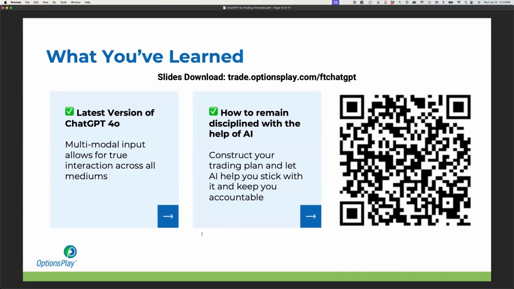So what we learned here today is really what the latest version of ChatGPT can do. Like I said, the multimodal input is true interaction across all mediums. It really is as if you had a trading assistant or a research assistant sitting next to you at your desk, and you can just ask it questions, and it can interpret things for you and give you an analysis. It's never biased in its views, especially if you can articulate your rules for your trading. It can stick to those rules and help you remain disciplined with the help of AI.